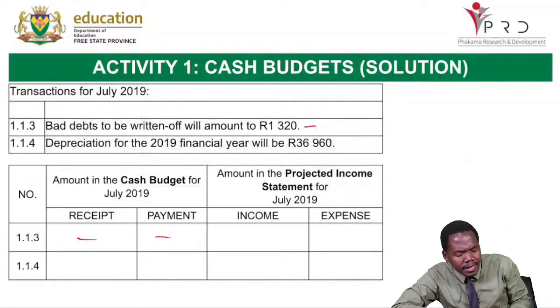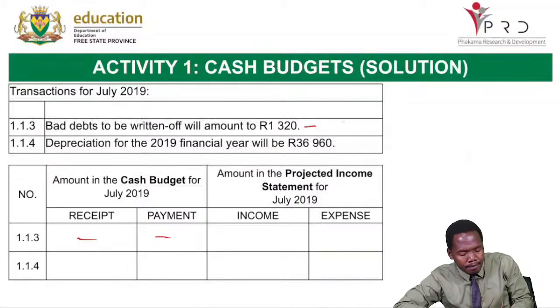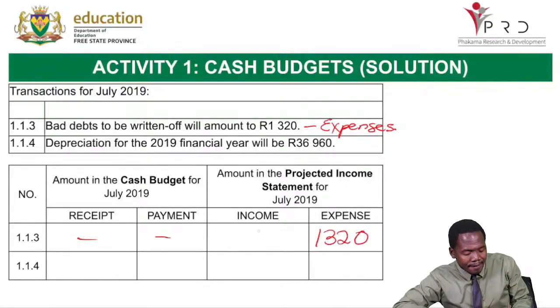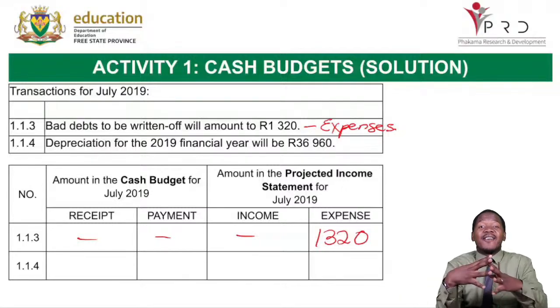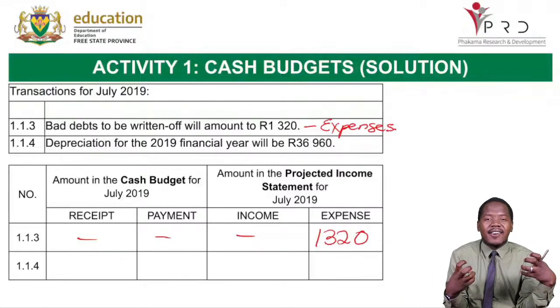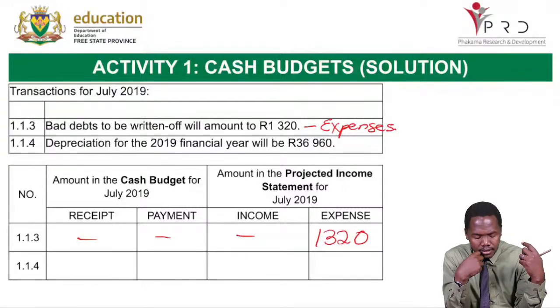Now, what are bad debts? Are they incomes or are they expenses? The answer would be they are expenses, meaning we are going to record the amount under the expenses. Now, grade 12s, I hope you are digesting the whole thing now to see how these items are calculated.